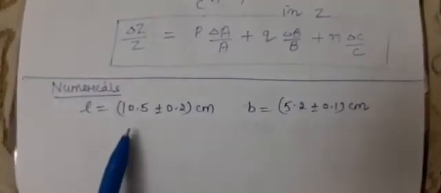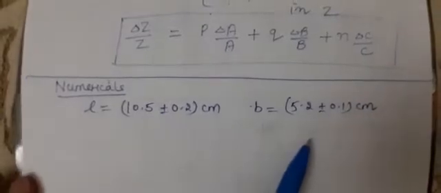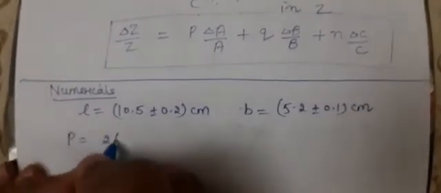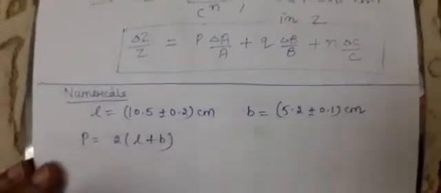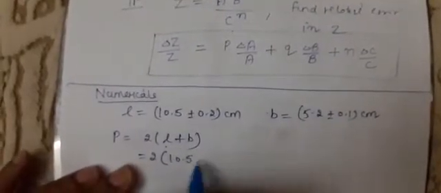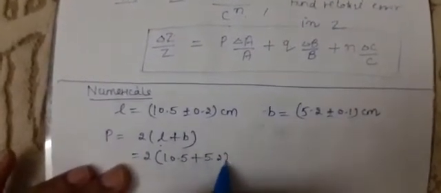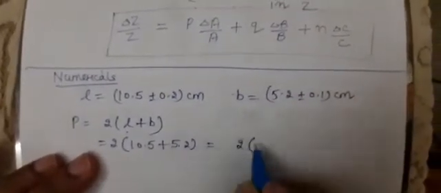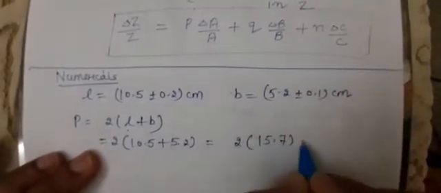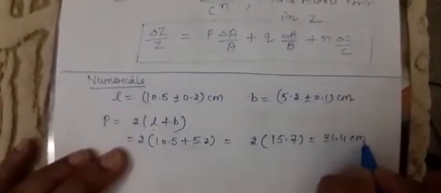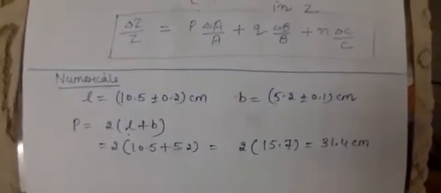Now see, as per the statement, the length and breadth of the rectangle are given. So what is the perimeter of the rectangle? It is 2 into (L plus B). The length value has been given as 10.5 plus 5.2. When you solve it, it comes out to be 15.7, and the value is 31.4 centimeter. Simple calculation in the maths you do.